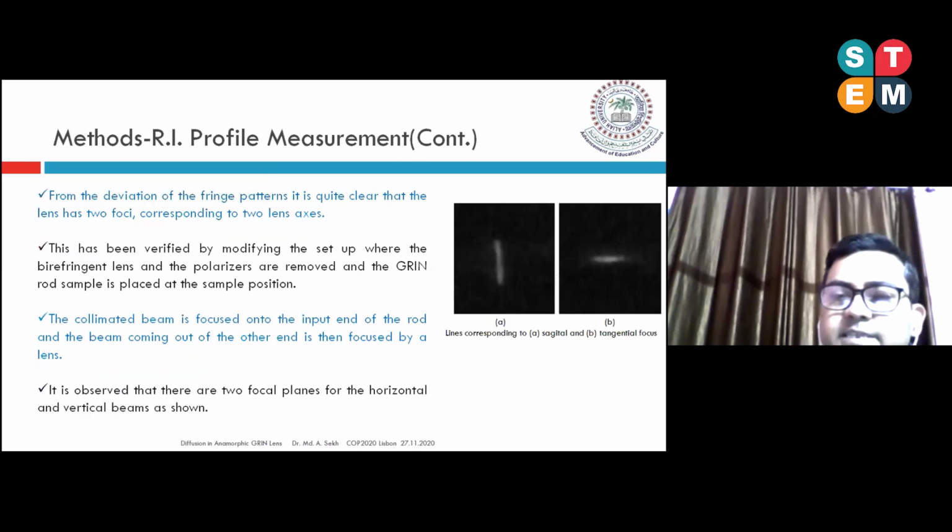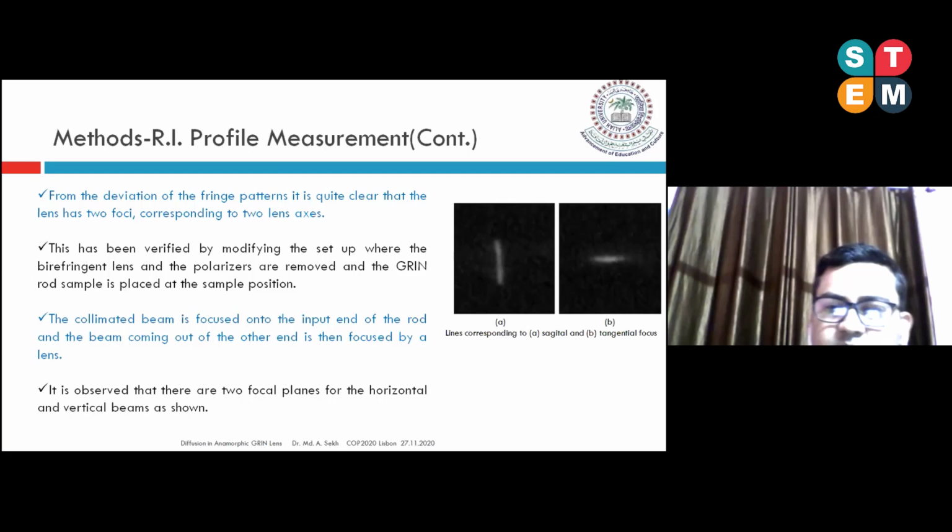Now we have tested these samples by making an imaging setup in the same experimental setup by modifying it, and in this you have two actual focal planes. One is the sagittal focus and the other is the longitudinal, or tangential, focus. This lens has been verified by modifying the setup, whereby the fringing lens and the polarizers are removed, and the green rod sample is placed at the sample position. The collimated beam is focused onto the input end of the rod, and the beam coming out of the other end is then focused by a lens.